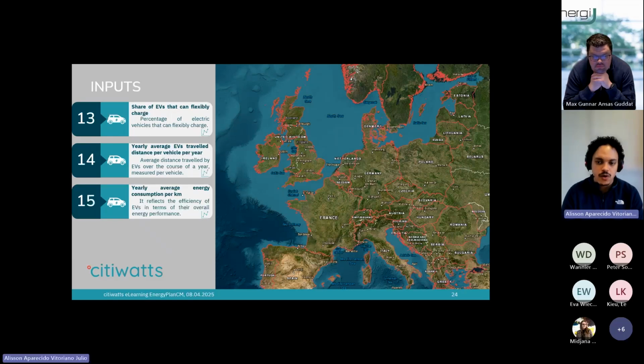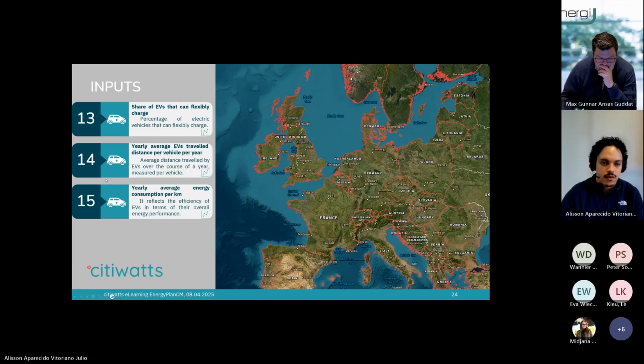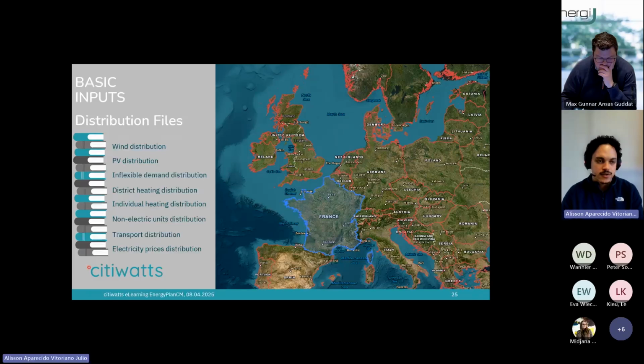This can be found also within the Citiwatts catalog inside the CM called electric vehicles charging needs under the mobility CM category. So these were the first inputs, which are numerical, and then we got to the basic inputs, which are the distribution files.